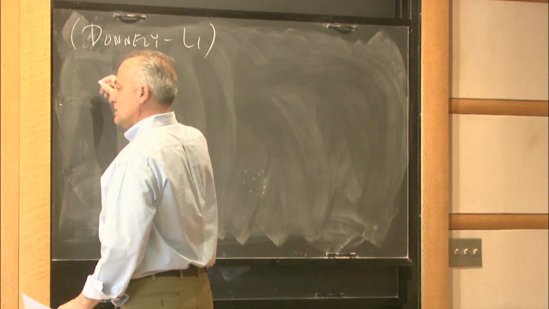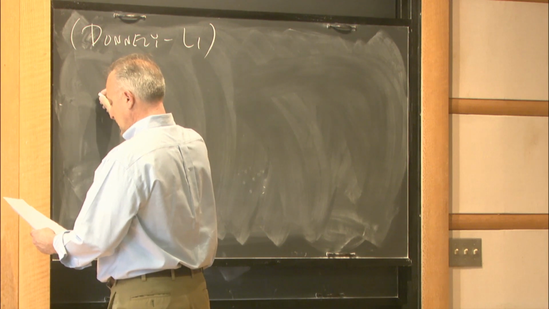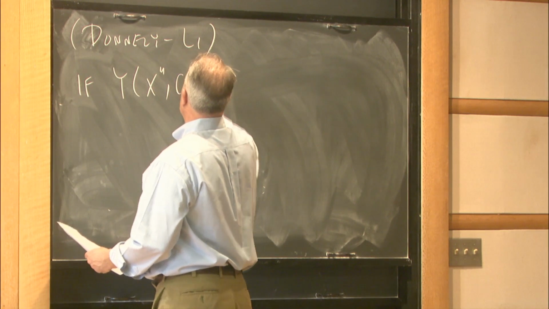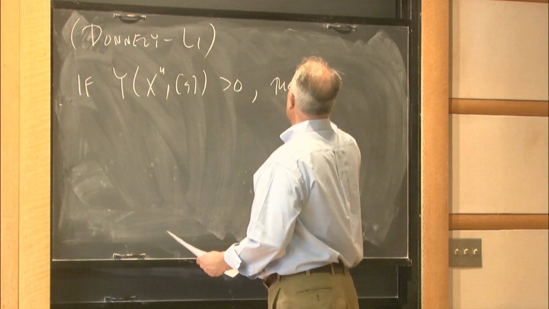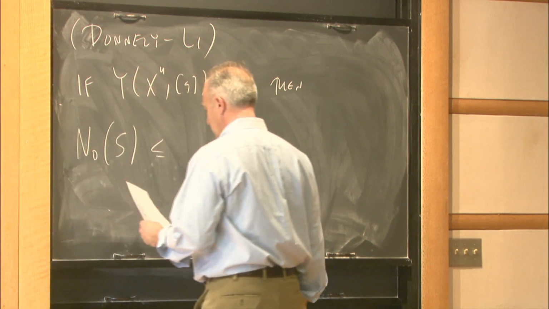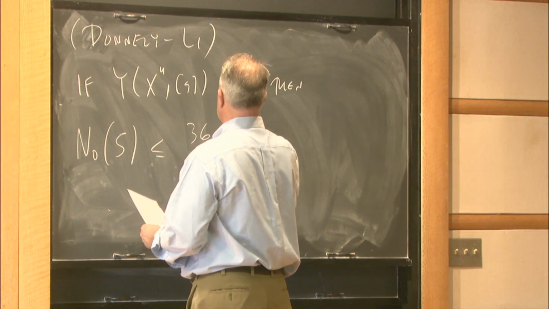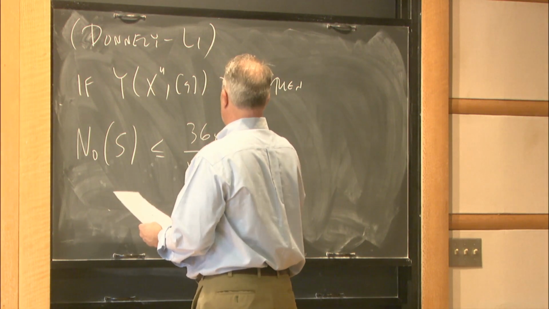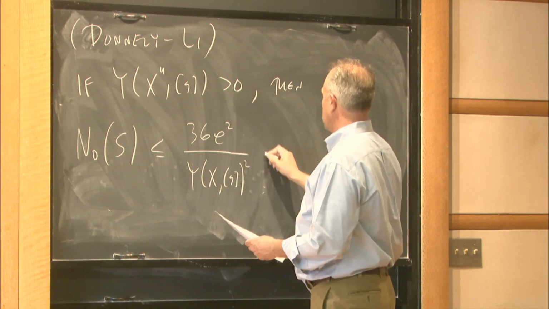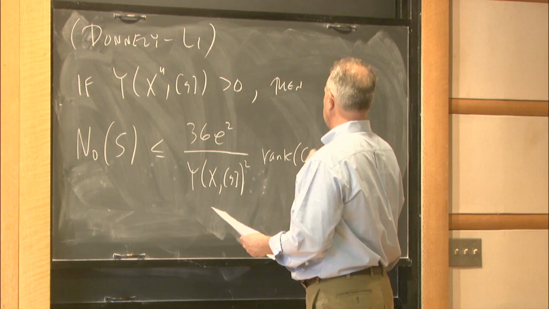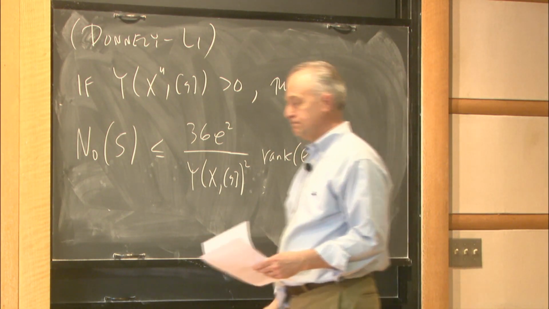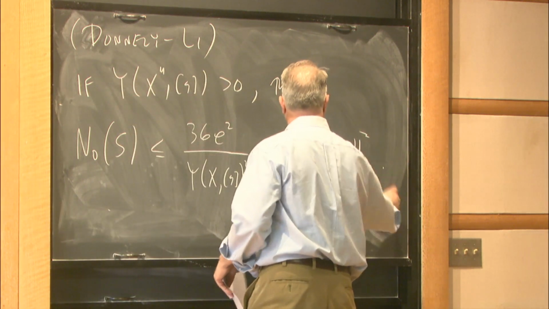In any case, putting it all together, what you get is the following estimate: if the Yamabe invariant of your base is positive, then you can estimate the number of negative eigenvalues of your Schrodinger type operator here by 36e squared divided by the square of the Yamabe invariant, so that's where that comes from, and then times the rank of the bundle, and then times the L2 norm of V. I guess it's L2 norm squared, sorry.